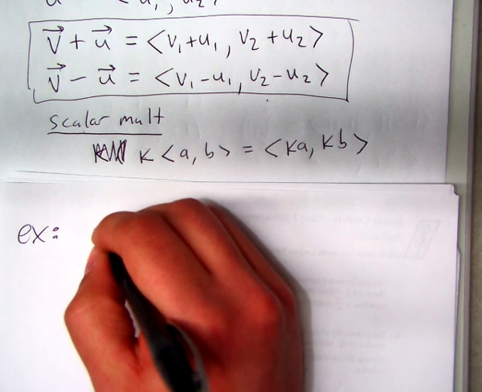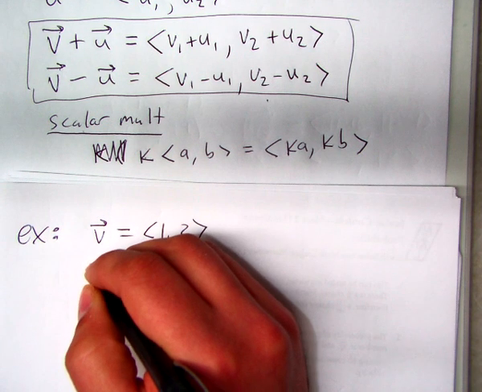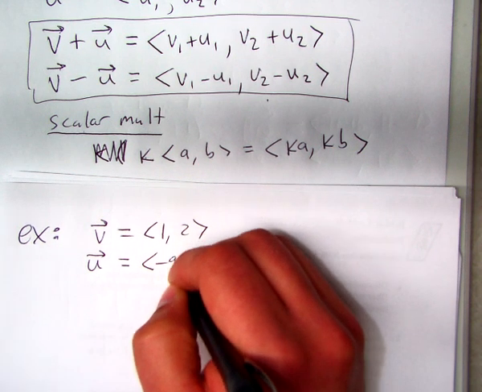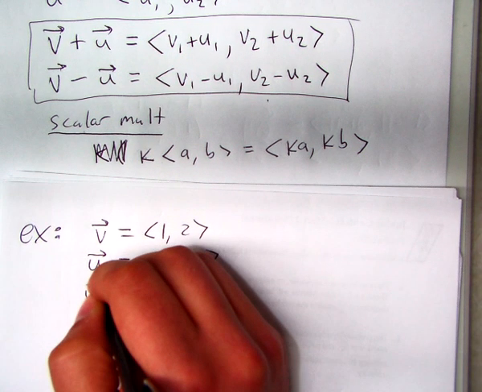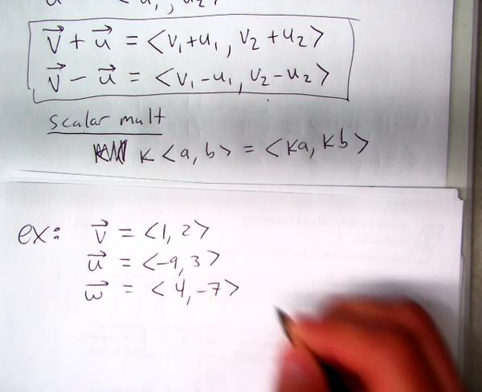Let's say we have a vector that has a 1, 2 component called v. Let's say u has a negative 9, 3 component. Let's say w has 4 and negative 7 as its components.